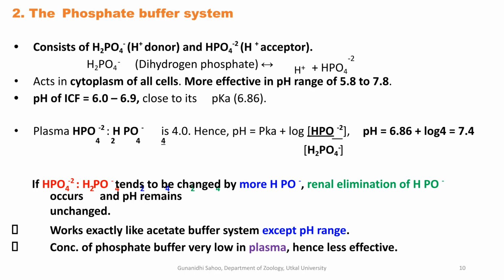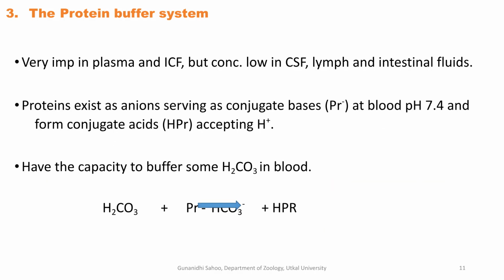The phosphate buffer system acts in the cytoplasm of all cells. It is more effective in the pH range of 5.8 to 7.8, close to the pKa of its components. Its concentration is very low in plasma. The protein buffer system is important in plasma and intracellular fluid. Proteins exist as anions and can accept or donate H+ ions, buffering some carbonic acid in the blood.